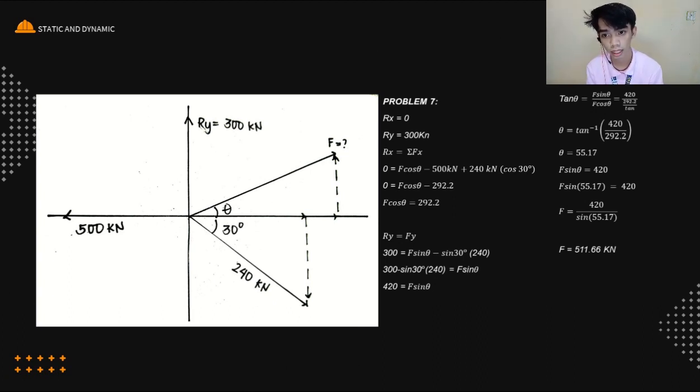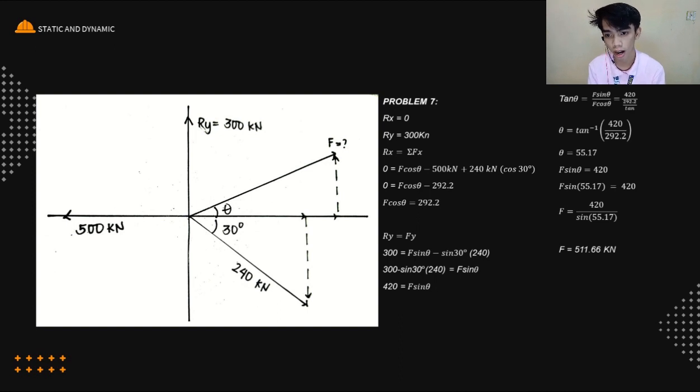Una yung Ry na nasa mismong y-axis na meron 300 kN. Sunod is 500 kN na nasa mismong x-axis naman. At ang isa na nasa quadrant 4 na merong force na 240 kN at may angle na 30 degrees. So, sa pagkuha natin ng F is gagamit tayo ng summation forces.